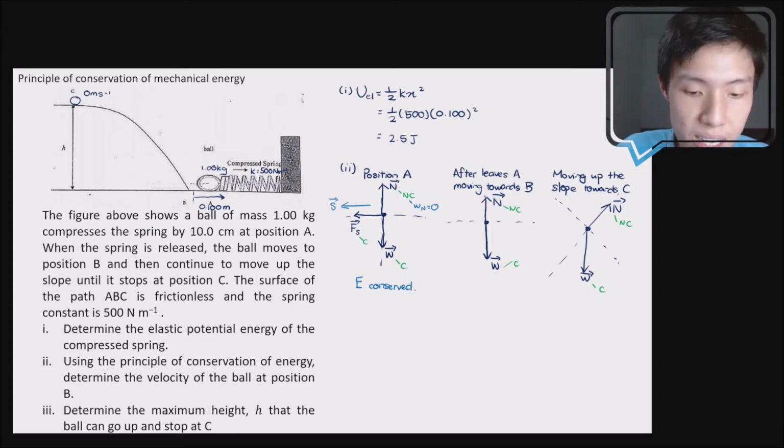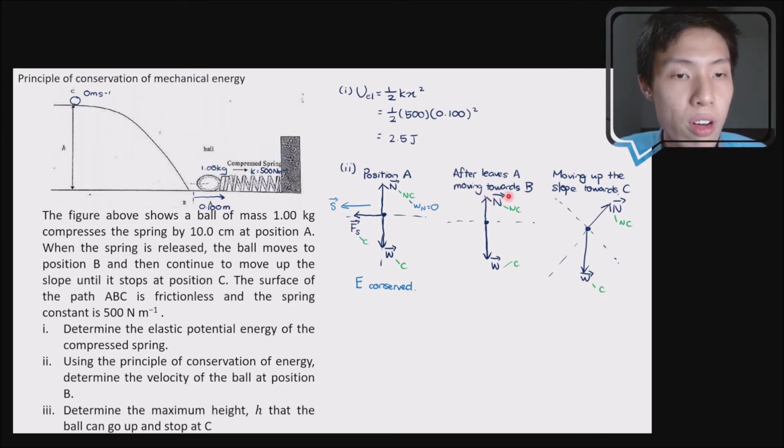And after leaving A and moving towards B, the only forces acting on it are the normal force and the weight.